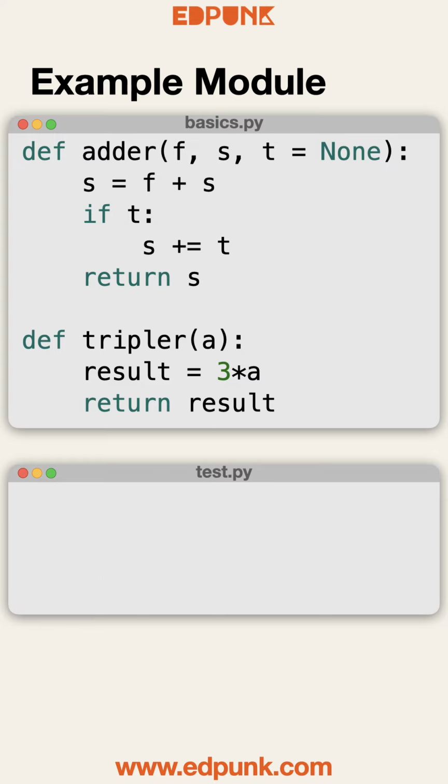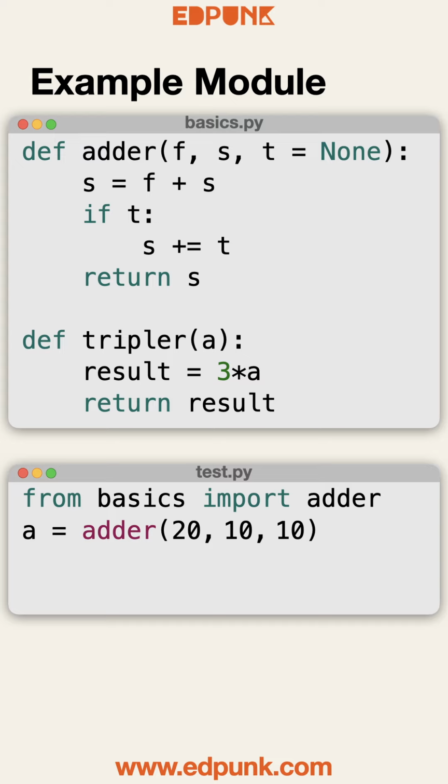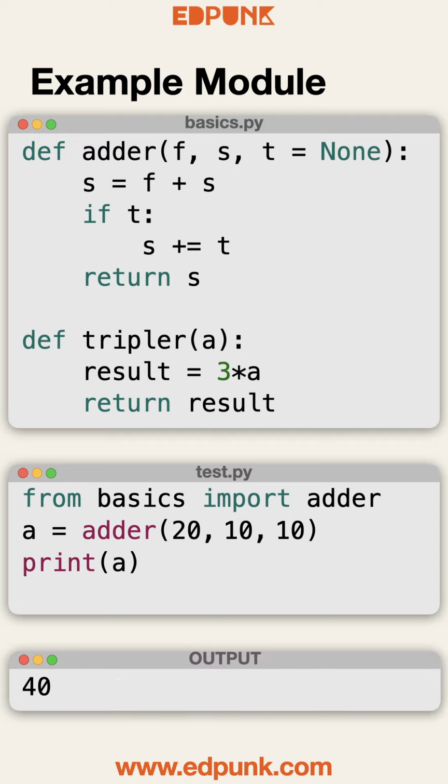Instead of loading all the functions of a module, the from statement can be used to load only the specified functions. For example, to load only the adder function, we can use from basics import adder. Now, the adder function is available just like any other built-in function and it can be called directly. We can assign the result of adder(20, 10, 10) to variable a. The value of a is 40.